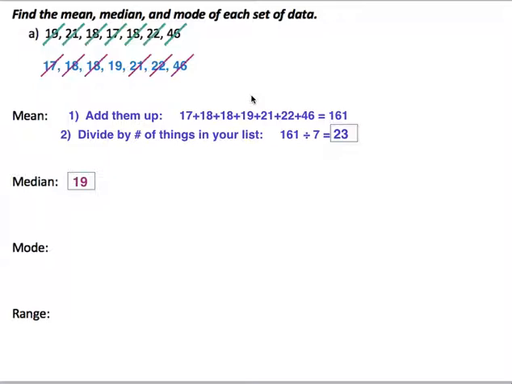Now, mode means the most popular number, the number that repeats the most in your list. So if you look at your ordered list, the only number that repeats more than once is 18. That's your mode, the most repeated number.